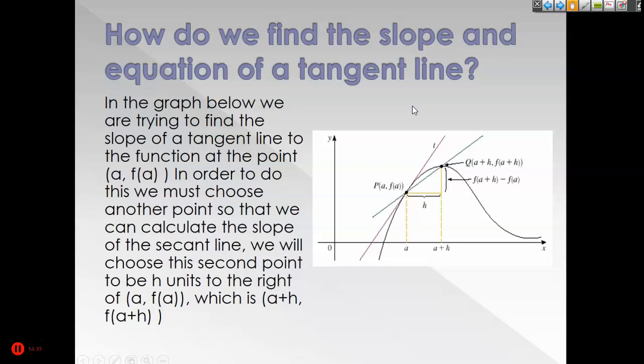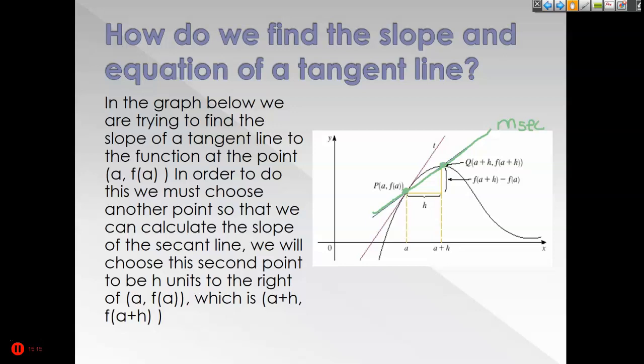So let's investigate that graphically. This curve right here, the black curve, that's your function. And then the purple and the green are the tangent and the secant. The secant line is the line that touches twice. So this line right here is the slope of the secant. That is PQ. It touches the graph twice.